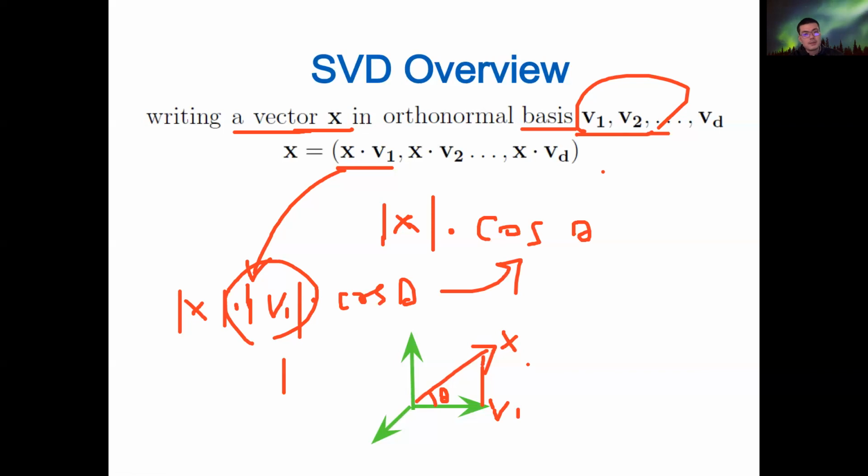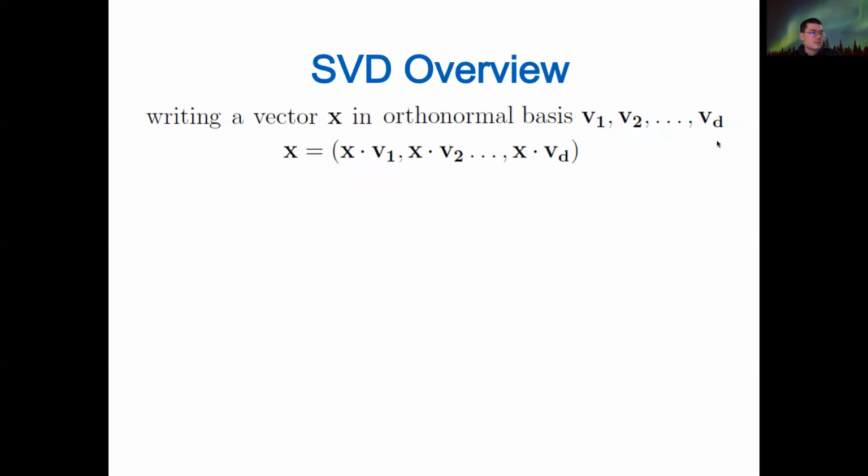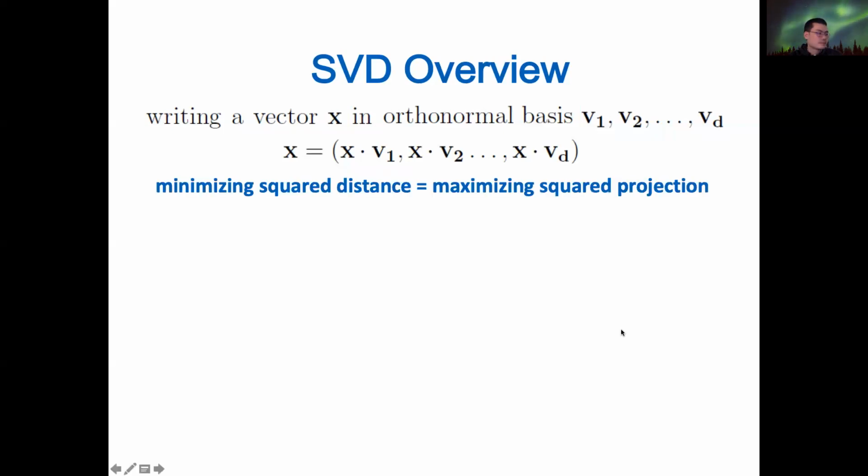Similarly, if you take the inner product with v2, you get the coordinate on v2, and the inner product with v3 gives the coordinate on v3. So the coordinates are the inner products with all the bases, under the condition that those are bases. Bases means they are orthogonal unit vectors, and they span the whole d-dimensional space.